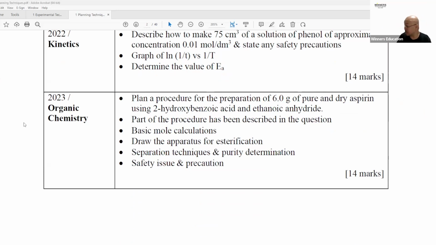Which means fewer marks for the hands-on, so more marks on the planning. Plan a procedure for the preparation of 6 grams of pure and dry aspirin. Pure and dry, so you must dry at the end. Aspirin using 2-hydroxybenzoic acid and ethanoic anhydride. The question will give you the equation and the context. What is anhydride? It's basically a condensation reaction.